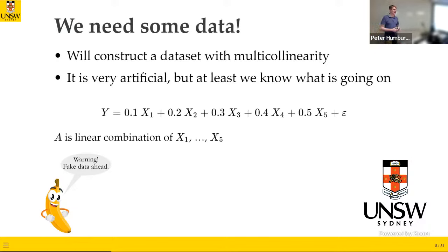So the data I created looks like this, right? There's one dependent variable, y, and there are 5 predictors with very simple and easy to remember coefficients. They just go from 0.1 to 0.5. And then, of course, there is some normal noise that I added to this, right? And then I created another variable a, which is just a linear combination of these x's. And that's it. And so obviously, there's going to be multicollinearity there with a and the x's.